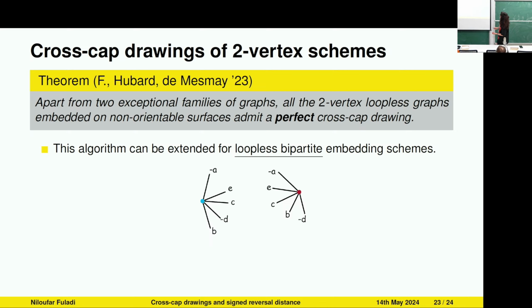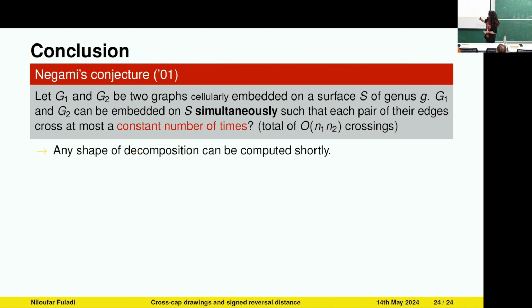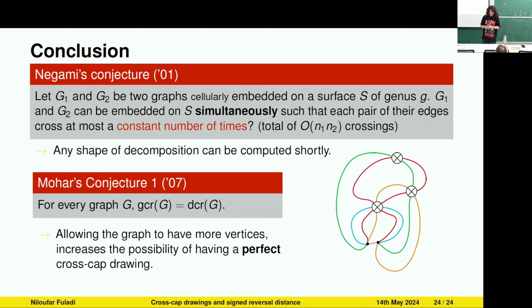So this is it. So for the conclusion, regarding the first problem, I have to say that Megami's conjecture is still open. It would imply that every shape of decomposition can be computed efficiently and shortly. But it's still open. And Mohar's conjecture, the first one, is also open.